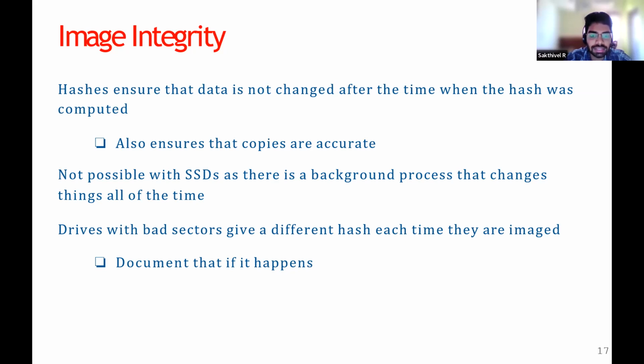Hashing is not possible with SSDs, the latest kind of hard disk that we are using, because there's a background process that changes things all of the time. And drives with bad sectors give a different hash each time they are imaged, for example if the hard drive is pretty old. So in that case, we can manually document the data that we are trying to acquire.